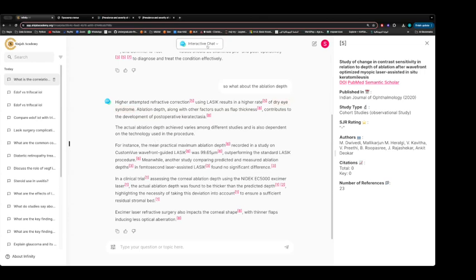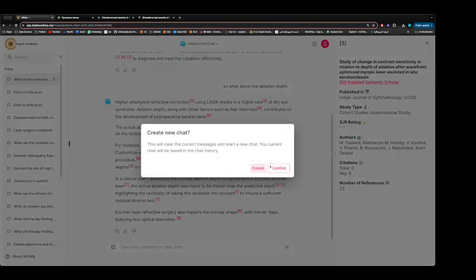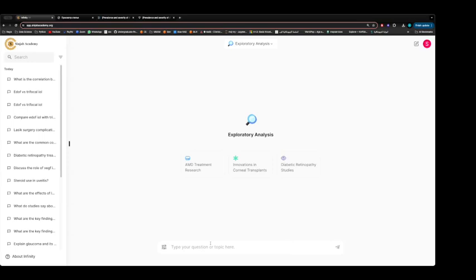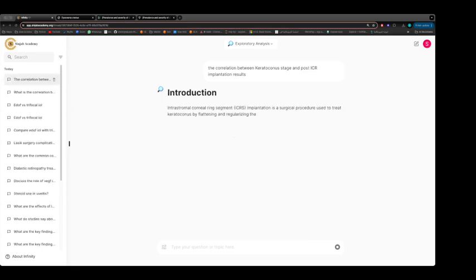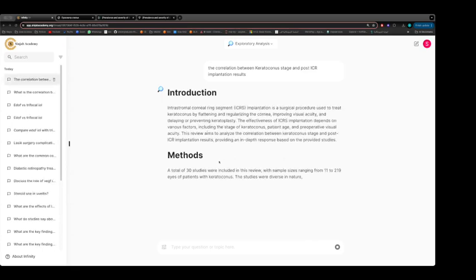So let us see the exploratory chat now. Exploratory analysis. Let's ask a question, for example, the correlation between keratoconus stage and post ICR implantation results. Let me just spell this word right. There you go. This takes a little bit more time, same time, just takes longer when it's writing because this one is a bit more advanced.